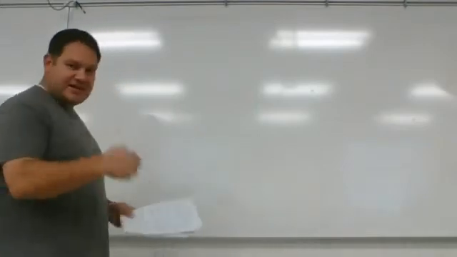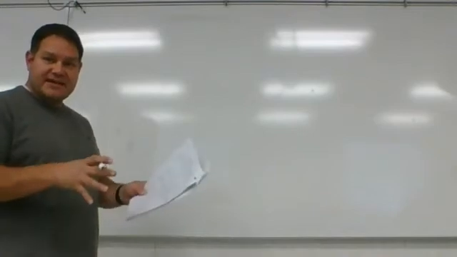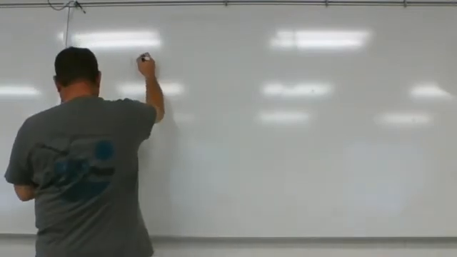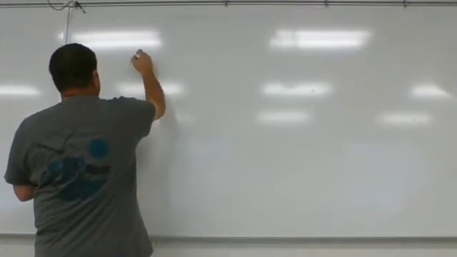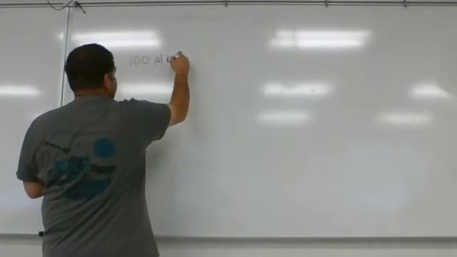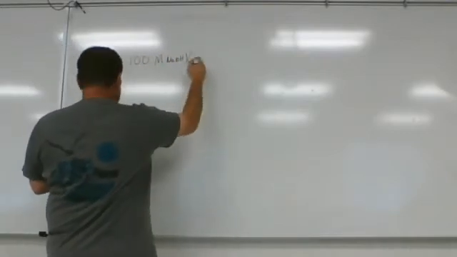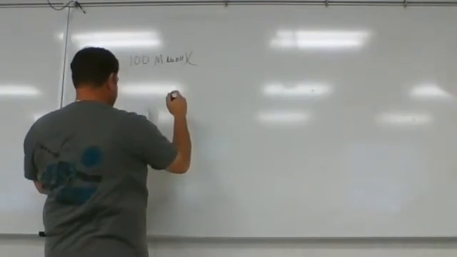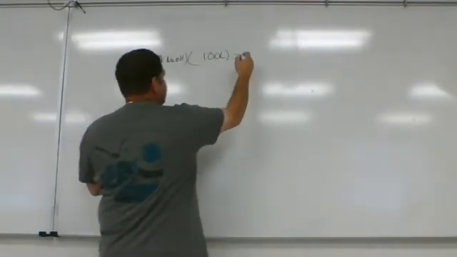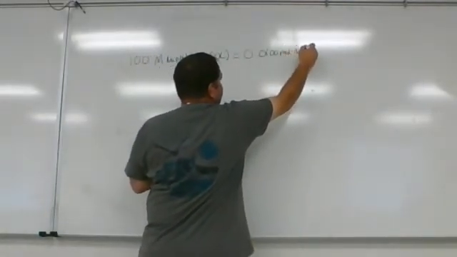So just like I showed you before, if we're going to make a solution, we first have to determine how much mass we need to weigh out. So I know that I have a 0.100 molar sodium hydroxide solution that I need to make. And the volume of that is 100 milliliters or 0.100 liters. And that gives me 0.0100 moles of sodium hydroxide, okay?